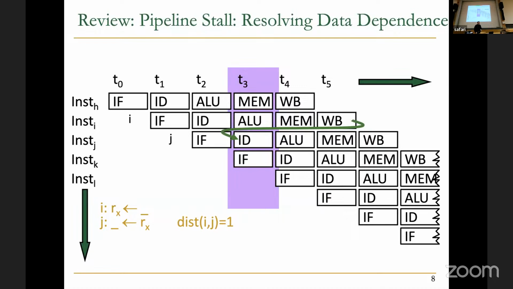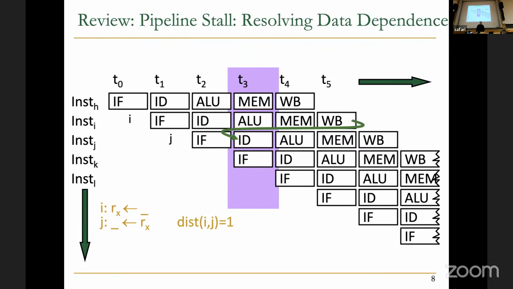So again, here is a very quick review. In this example, there is instruction I that is going to calculate something and store the result in register Rx. And this register is going to be used for instruction J later on. So there is a kind of dependency between the 2 instructions. And in the instruction ordering of the compiled code, these 2 instructions are completely continuous. So the distance between them is 1.